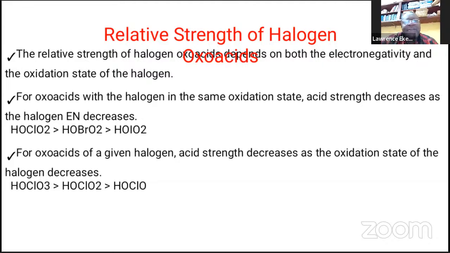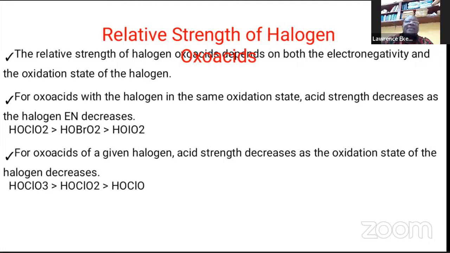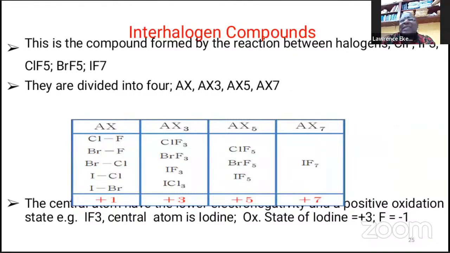For oxyacids of a given halogen, the acid strength decreases as the oxidation state of the halogen decreases. So if you are moving from oxidation state +7 to +5 to +3 to +1, the acid strength decreases in that order. So there are two factors that determine the strength of an acid: the electronegativity and the oxidation state of the oxyacid. It is very, very important.